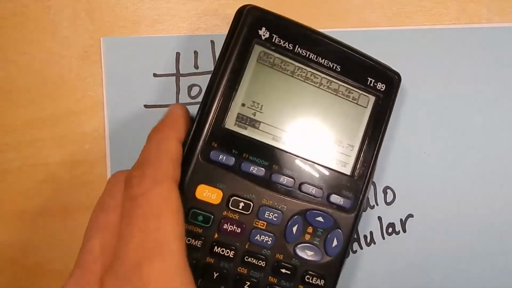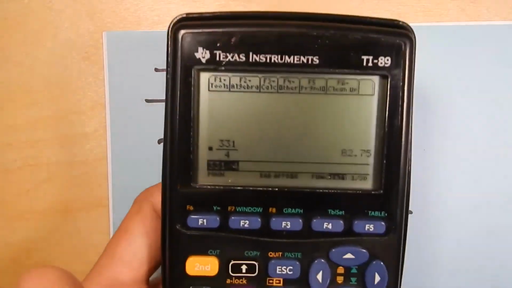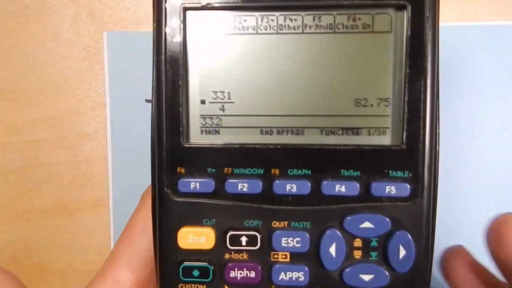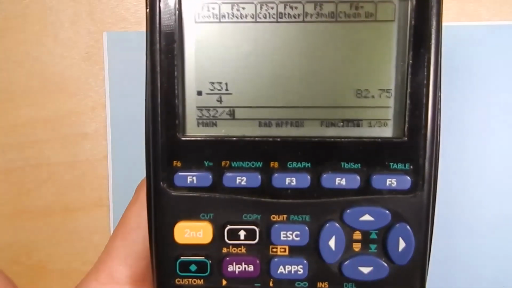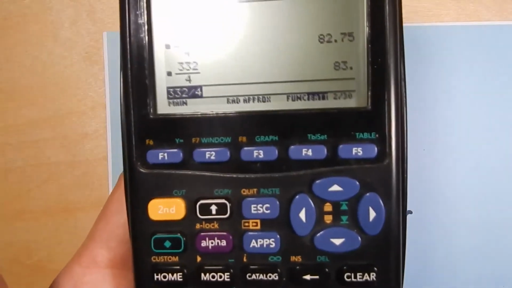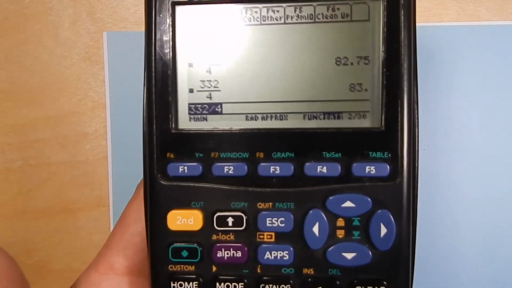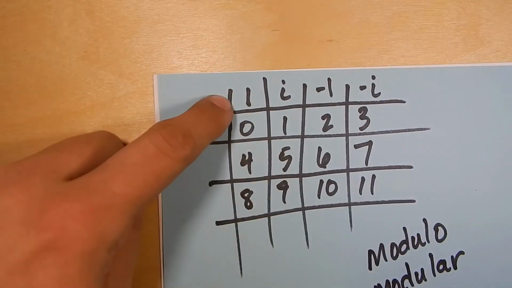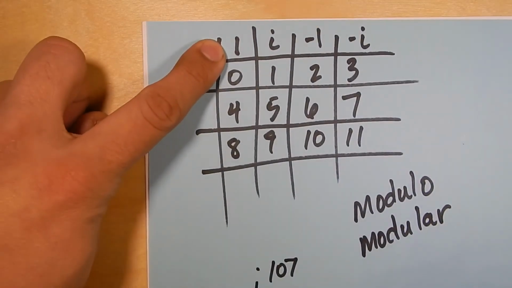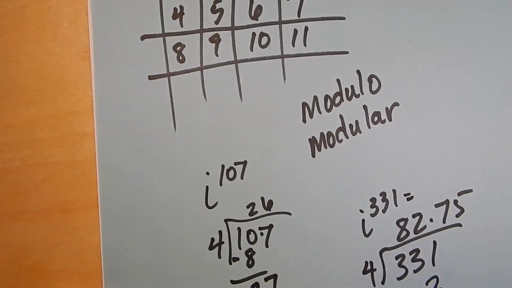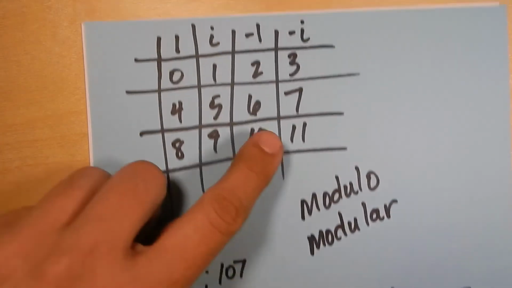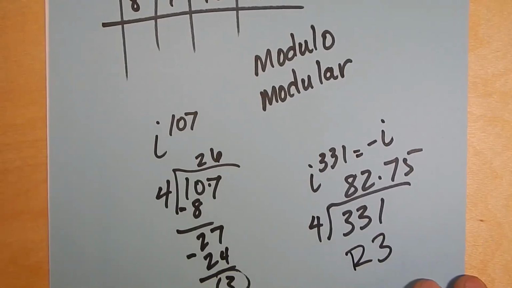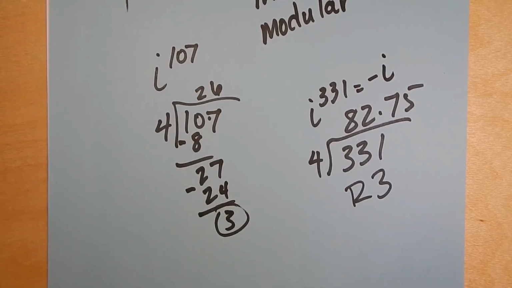So let's say we had 331. If we did 332 instead, we shouldn't get a remainder. We divide by 4, and we get 83. And that doesn't have a remainder. There's nothing after the decimal point. If there's nothing after the decimal point, that's a remainder of 0, and you're in your 0 column, which means your answer is 1. So the answer to I to the 331 power, we have remainder 3. We're in the 3 column. That is negative I. I don't know if you saw me write that because the paper was down lower.